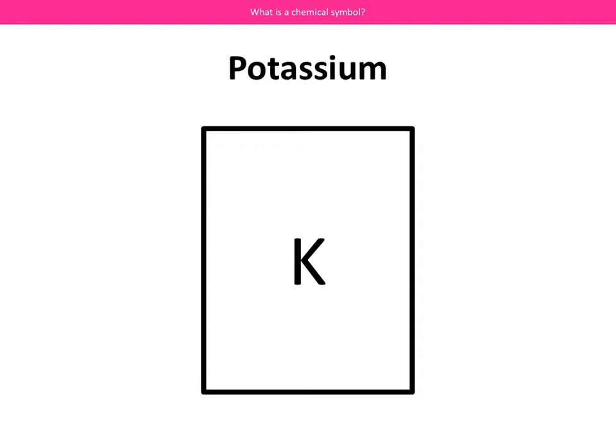So sometimes they're named after the place they were discovered, sometimes they're named after gods, sometimes they're named after their colour, and there is a whole variety of reasons as to why they got the name that they did. So you have to always make sure that you look at an actual periodic table to know for certain what symbol an element has. So for potassium, it's K.